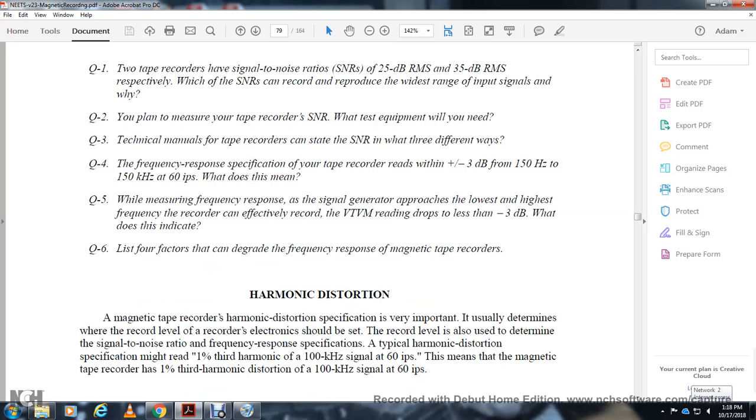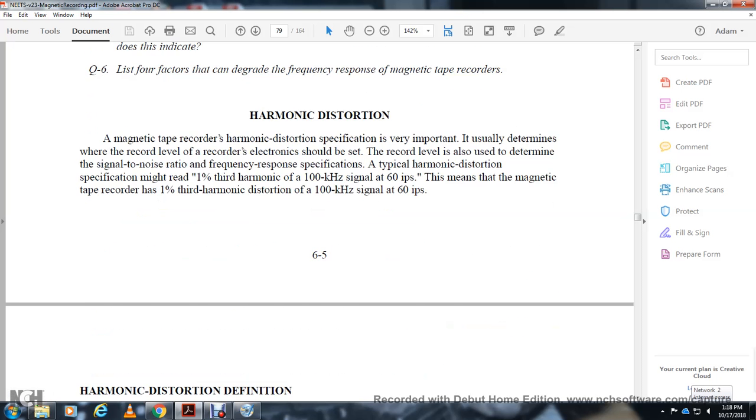Harmonic distortion in magnetic tape recording is a very important specification. It limits the record level of the recorded signal, and you determine the signal-to-noise ratio and frequency response from it. A typical harmonic distortion rate might be 1% third harmonic at a 100 kilohertz signal with 60 inches per second. That means the magnetic tape recorder has 1 percent third harmonic distortion at 100 kilohertz at 60 inches per second.